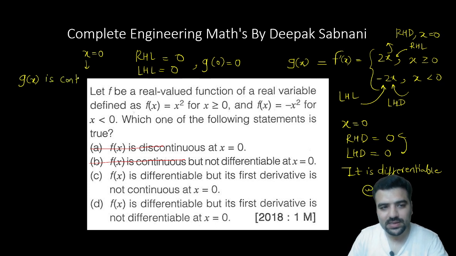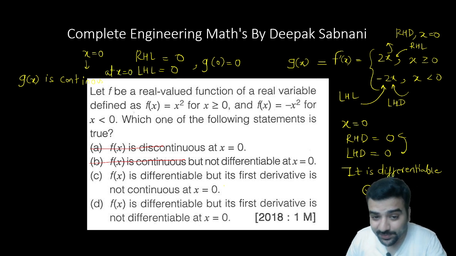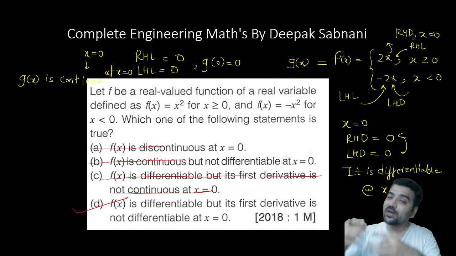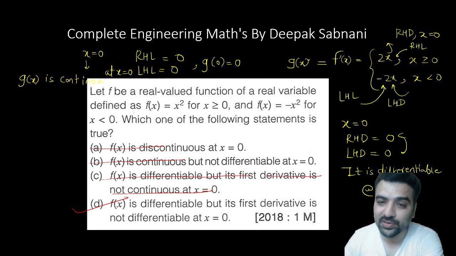g(x) is continuous at x equal to 0. So what does it mean? The option saying its first derivative is not continuous is also false. Actually, its first derivative is continuous. So what is the answer? D: its first derivative is not differentiable at x equal to 0. Now, it is saying that the first derivative is not differentiable at x equal to 0. So for g(x), you have to check differentiability. As it is continuous, you can directly differentiate.